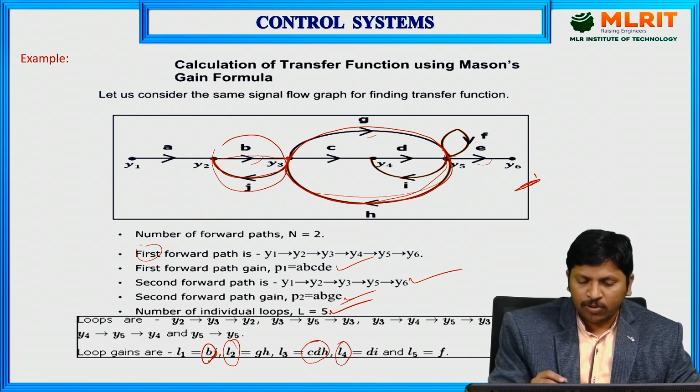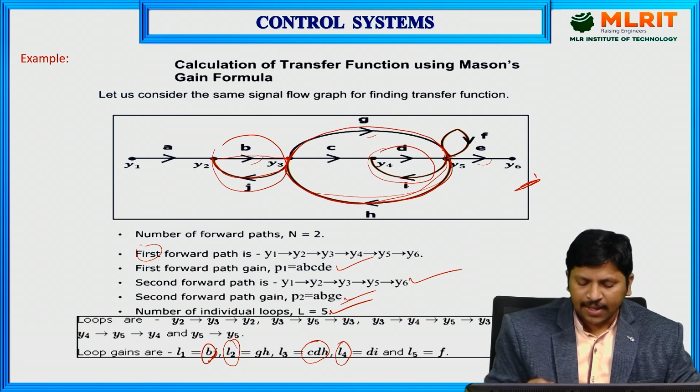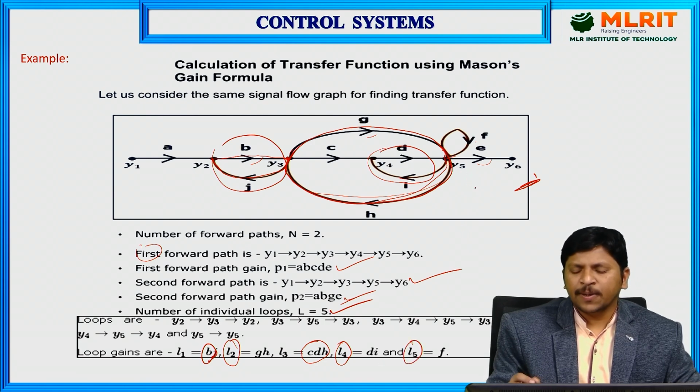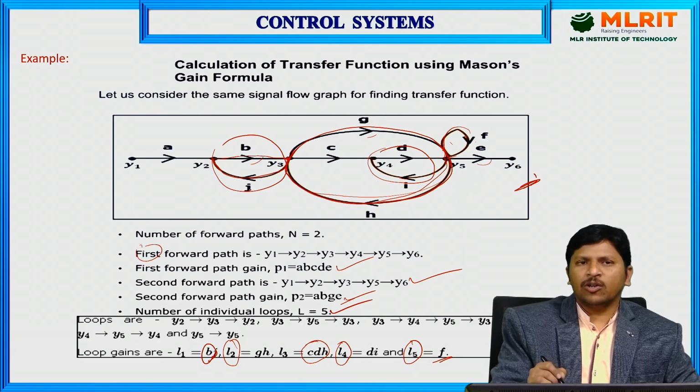Next, loop 4 is this one: D, I. Loop 5 is this one, the F self loop. Total 5 loops are available here.